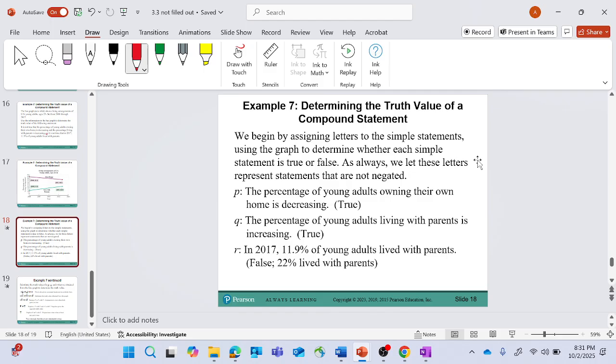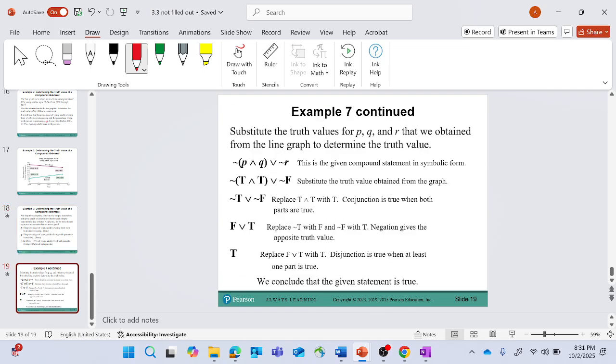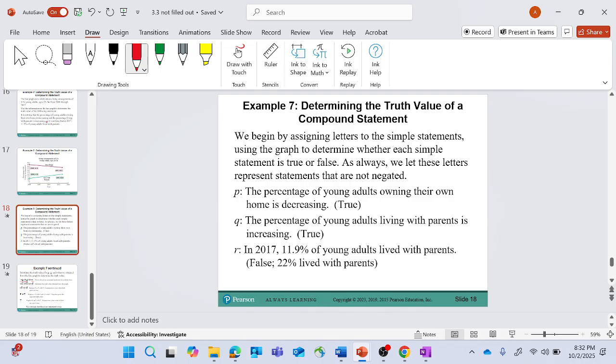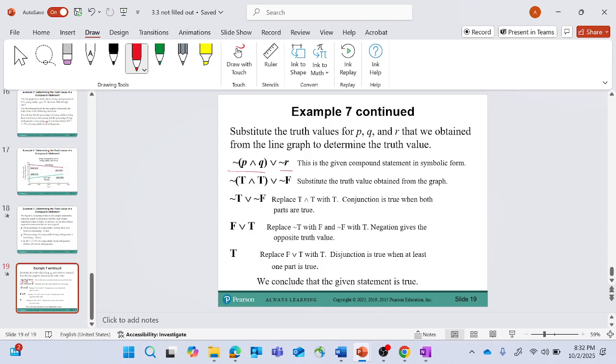And then from there, what you can do is rewrite the actual statement it's giving. What the statement said is: not P and Q, or not R. And from there, because we know that P is true and Q is true and R is false, you can substitute those in. So P and Q are both true, so we substitute true for them. So we have true and true or not false.